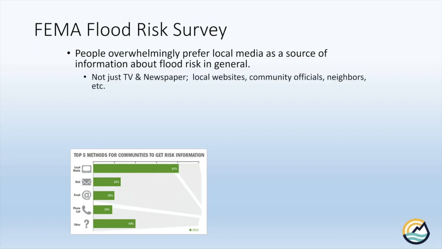And when we say local media, realize we're not just talking about TV or newspapers. That can also be things like local websites, or Facebook and Twitter, from community officials, from neighbors, things of that nature. They prefer to hear flood risk information from people they trust, from people they know.